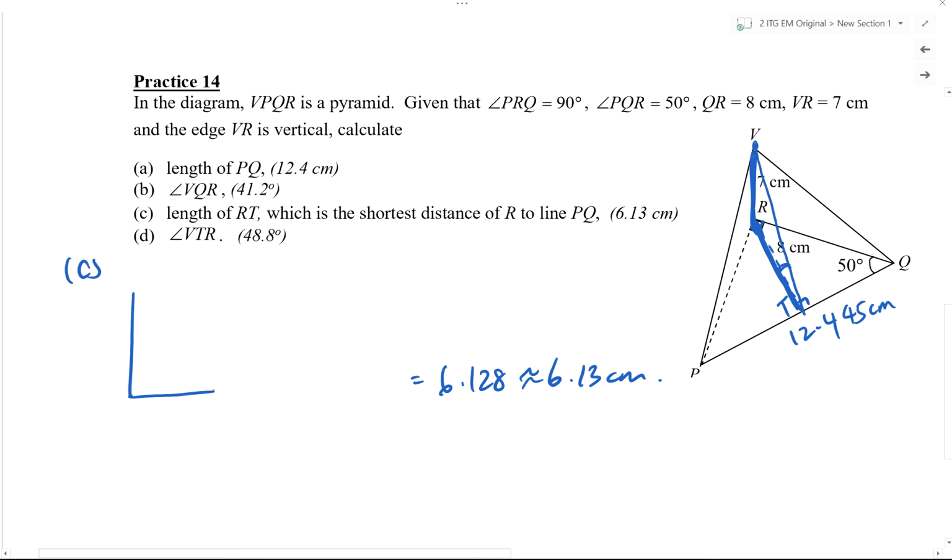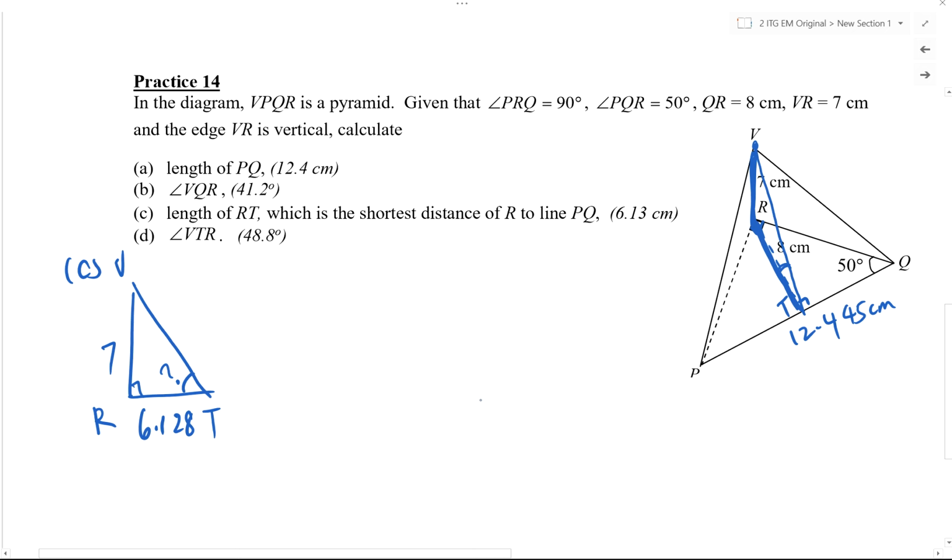So if I draw it out over here, this is R, V, and T. RT we found to be 6.128. VR is 7. So VTR is this angle over here. And that's what we need to find out. So adjacent and opposite. Tangent VTR is 7 over 6.128. Angle VTR, inverse tangent. For the 8.798.